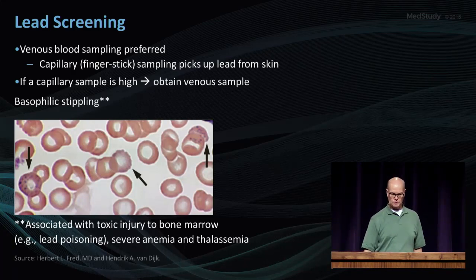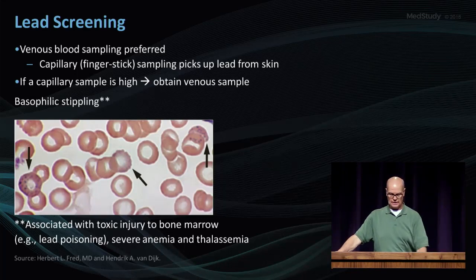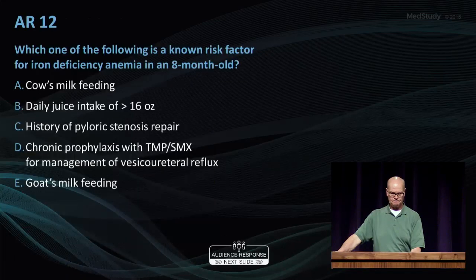One of the more characteristic findings that you could be asked about is basophilic stippling. And again, it is associated with toxic injury to the bone marrow, which can be due to lead, but may be due to others as well, such as severe anemia or thalassemia.